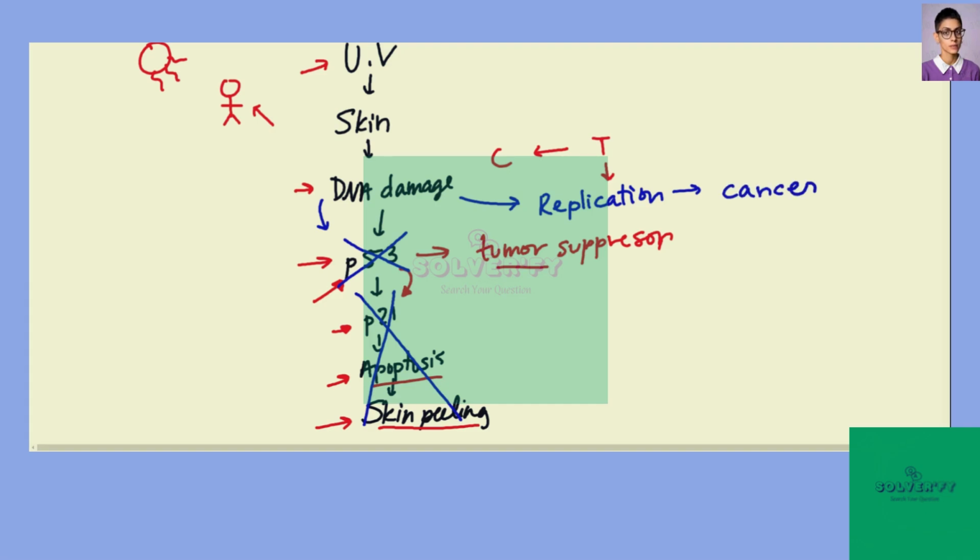So keeping this in mind about the inactivation of p53 and the further steps, the best answer here is going to be D. That with the inactivation of this p53 protein, the skin is not going to decay, die, and peel.